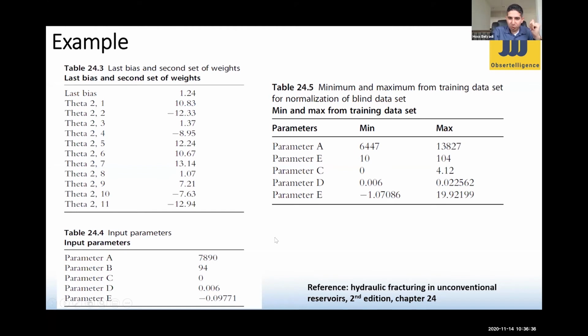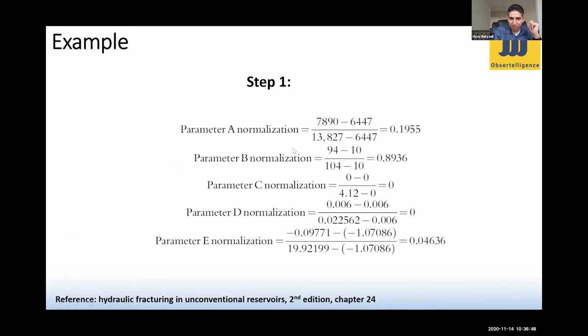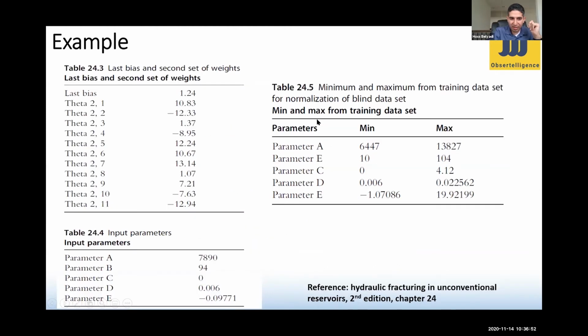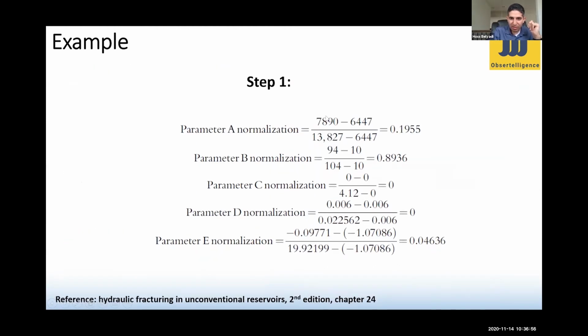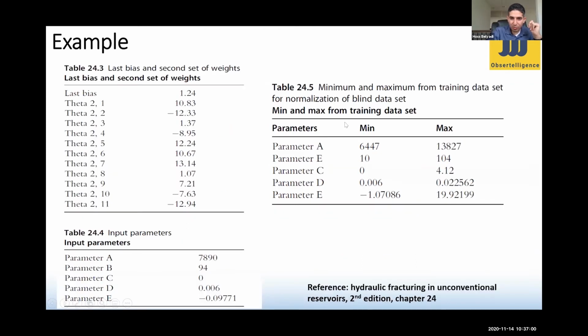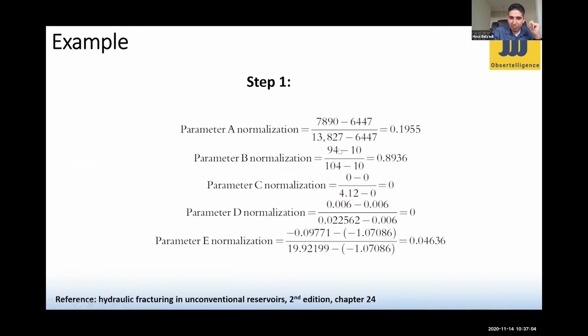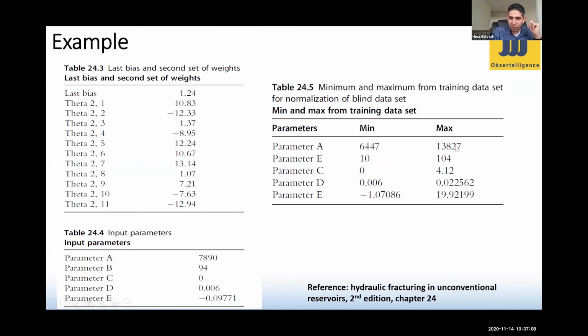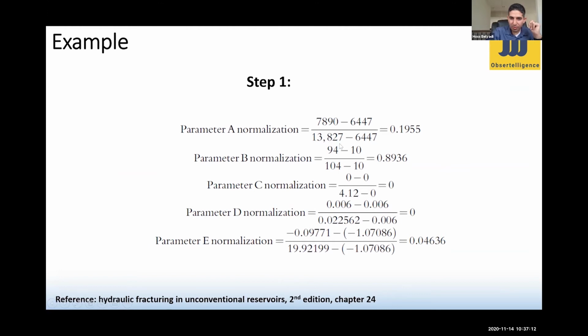So the first step that I have to do is normalize these input parameters to be on a scale between 0 and 1. Here's the first step. I take each feature, 7890, which comes from here, 7890 minus the min, which is 6447 for parameter A, divided by max minus min, which is 13,827 minus 6447. Here we go. So x minus min of x, divided by max of x minus min of x, for each parameter. So that's parameter A normalization. Now I've converted this to a scale between 0 and 1, so it's 0.1955.